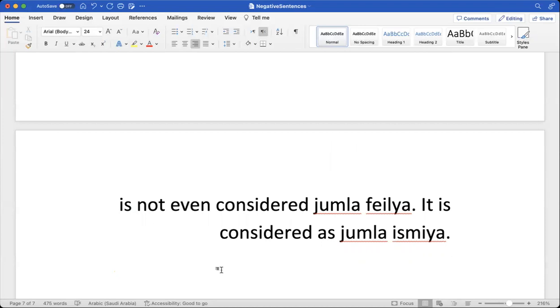Okay. Now, what is Jumla Ismiya? You have Mubtada, then you have a link, we put is or whatever. Then you have Khabar or Mutalik bil Khabar. So in Jumla Ismiya, you have Mubtada, you have is or have been, then you have Khabar, right? So before is, there's Mubtada, after is, there is Khabar or Mutalik bil Khabar, whatever.